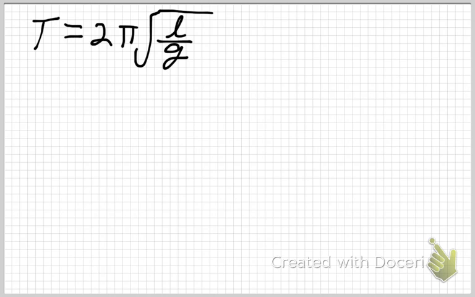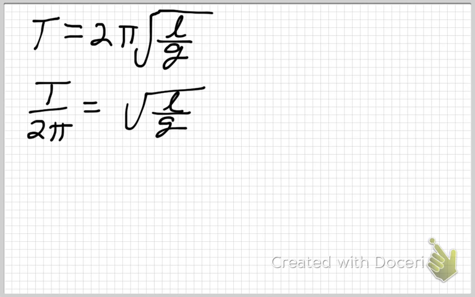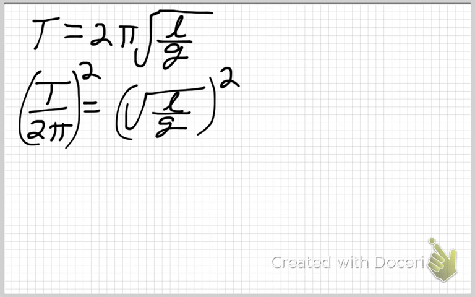It's your choice. You could square both sides right now, or you can move the 2 pi over. Let's go ahead and move the 2 pi over. And then we're going to square both sides. Now remember, a square root is actually 1/2 power. So 1/2 times 2 is 1, so your square root goes away.